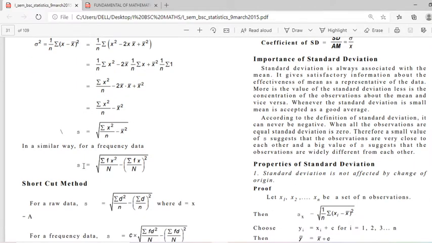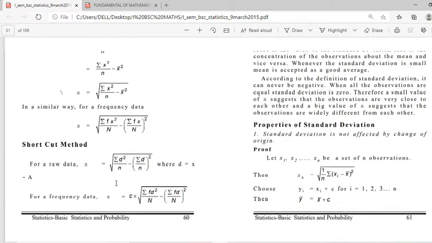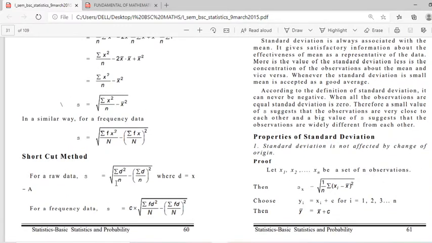This is the formula for the standard deviation of a frequency distribution, that is root of summation fi xi square by n, where n is the total frequency, minus summation fi xi by n whole square. To make the computation easy, we will use a shortcut method. For raw data, the standard deviation is defined as root of summation di square by n minus d bar square, where d bar is written as summation di by n, squared, and d equals xi minus a.